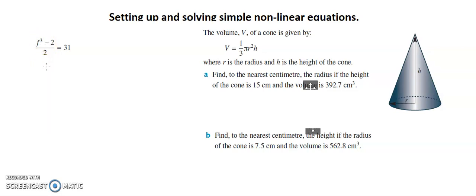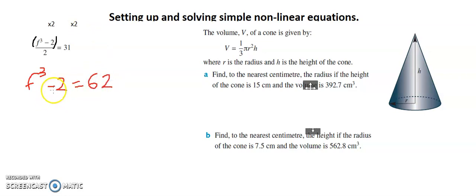So the first thing we need to be thinking about is the same thing: that when we've got something on top, it's like we've got it in brackets. So we need to treat it as such, which means the first thing we need to do is multiply both sides by 2, so we are able to cancel out our divided by 2. So I'm going to times this side by 2, and I will times my other side by 2. That's going to leave me with f cubed minus 2 is equal to 31 times 2, which is 62.